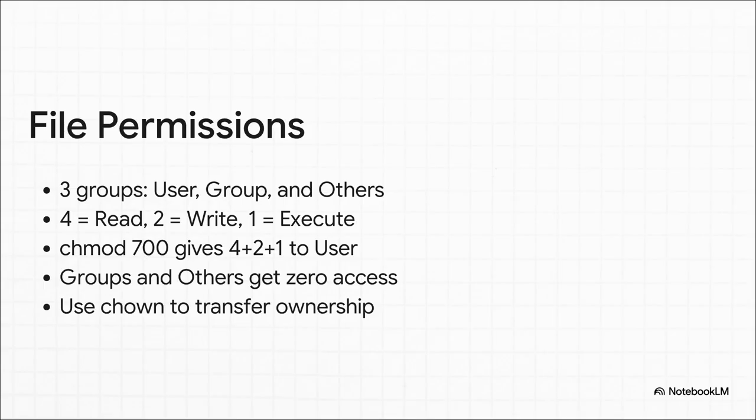The math is actually really simple once you see it. 4 is read, 2 is write, and 1 is execute. So running chmod 700 means the user gets 4 plus 2 plus 1, full access. And the 2 zeros mean the group and others get absolutely nothing. It's completely private to you. Oh, and if you ever need to transfer file ownership to someone else, just use the chown command.